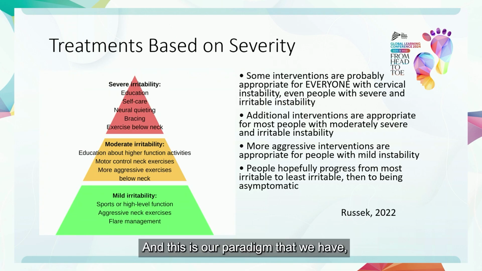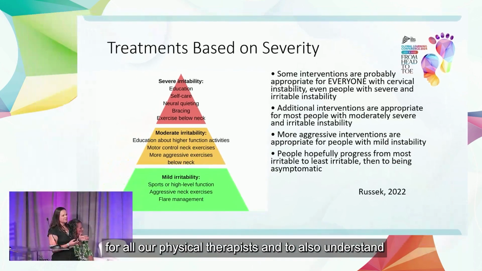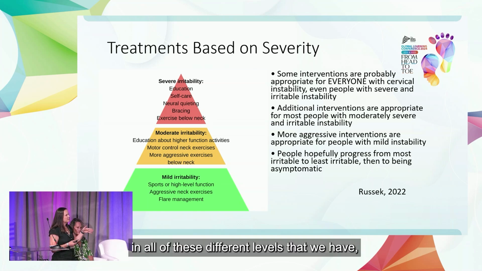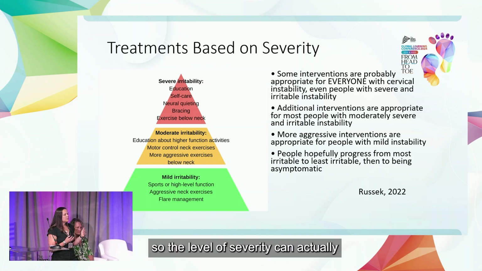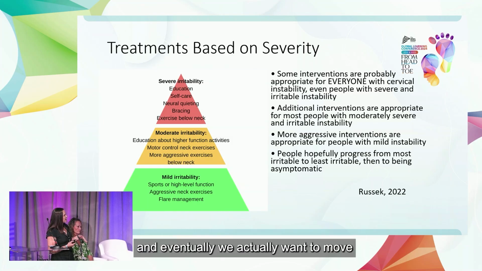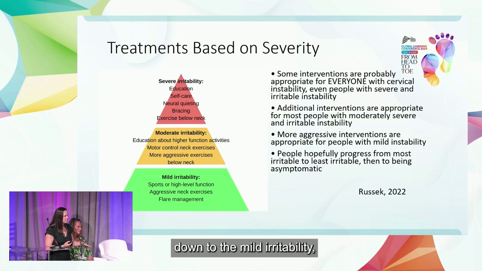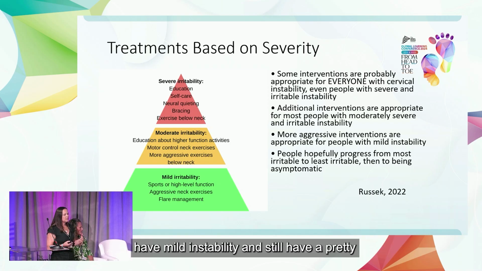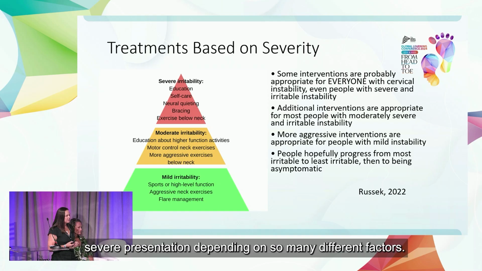And this is our paradigm that we have. So with our paradigm, and this is really great for all our physical therapists, to also understand that in a week, a patient might actually fluctuate in all of these different levels that we have. So the level of severity can actually fluctuate in between sessions and over time. And eventually we actually want to move our individuals from that high irritability group down to the mild irritability. And again, we're not talking about anatomical instability. We're talking about their presentation, because we can have mild instability and still have a pretty severe presentation depending on so many different factors.